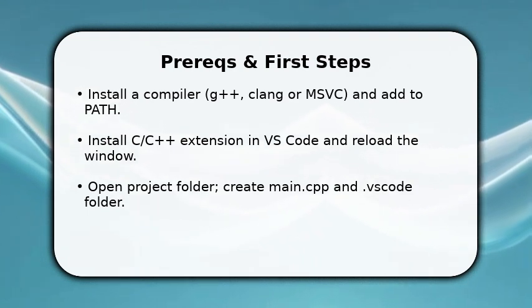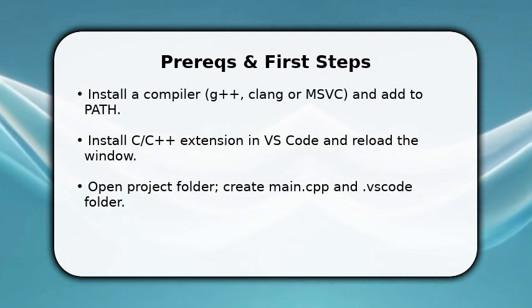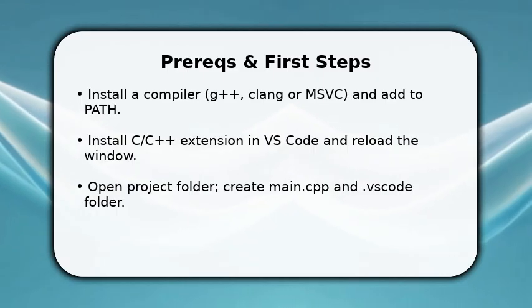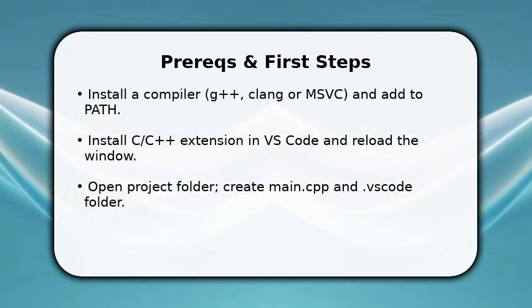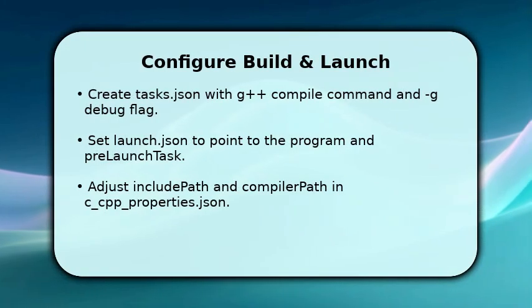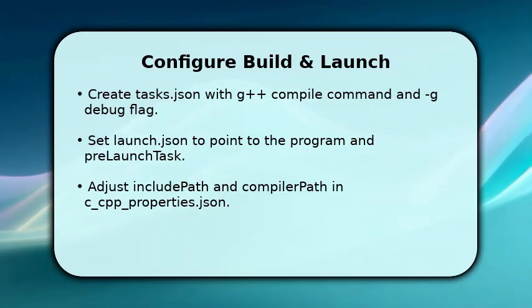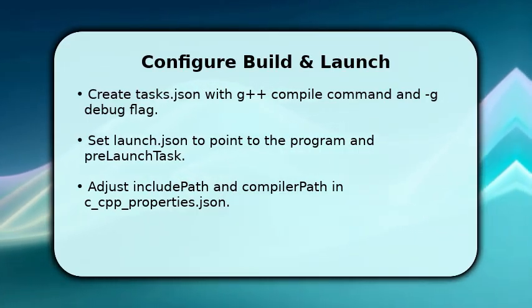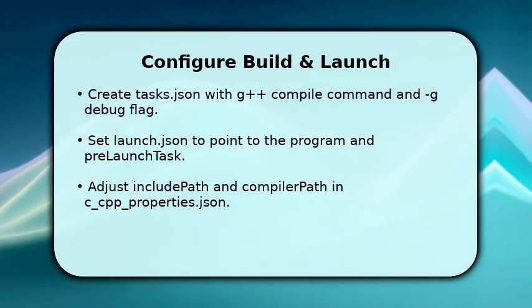Now you configure the middle steps that actually build and start your program. Edit tasks.json to run g++ -std=c++17 -g ${file} -o ${fileDirname}/${fileBasenameNoExtension}, and mark it as a build task.